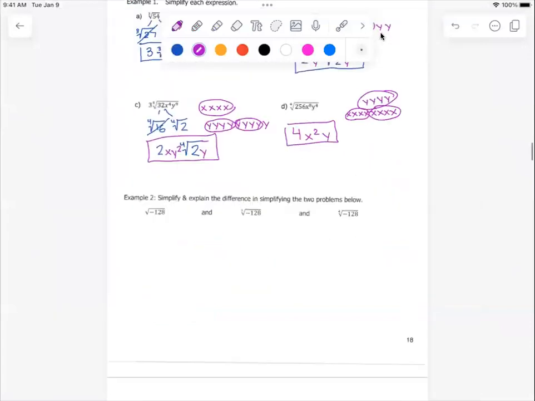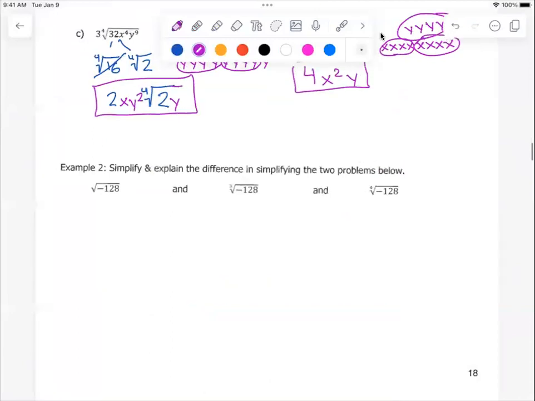Okay, so let's just review with negatives. The square root of negative 128 is going to be an imaginary number. So the square root of a negative is imaginary. So 128 breaks up into, you could say, the square root of 64 times the square root of 2. Square root of 64, we've got 8i. And the 2 stays in.